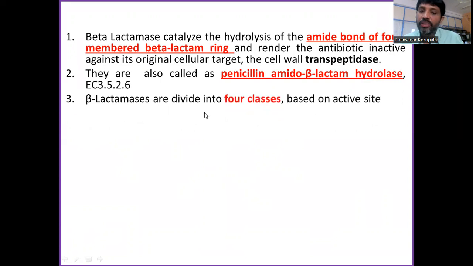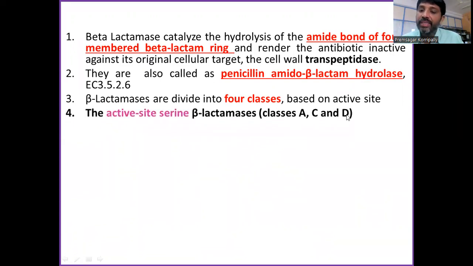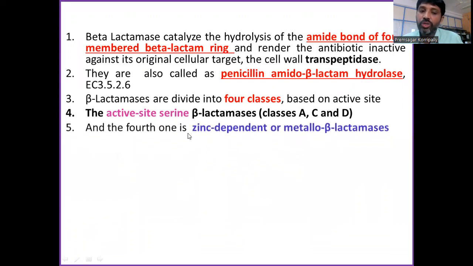It has 4 classes. Beta-lactamases are divided into 4 classes based on the active site. A, C, and D classes have the serine as part of the active site. And the fourth group is zinc-dependent, or metallo-beta-lactamases.